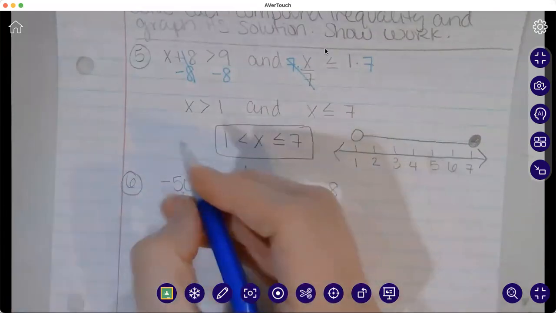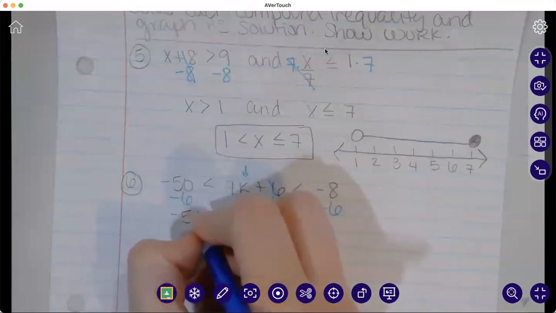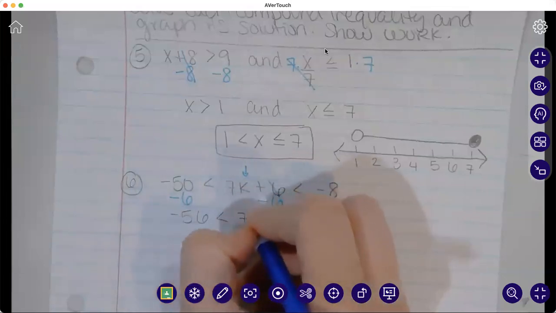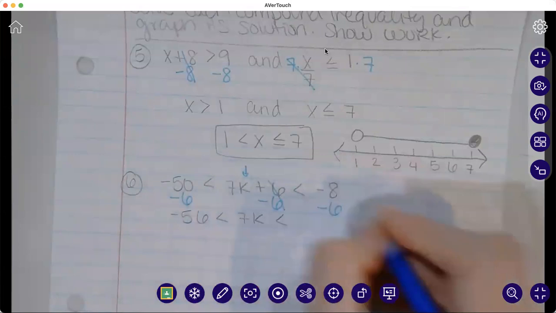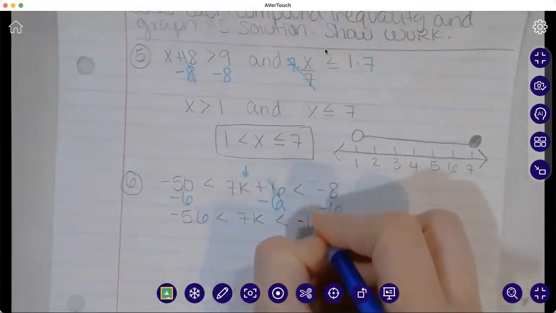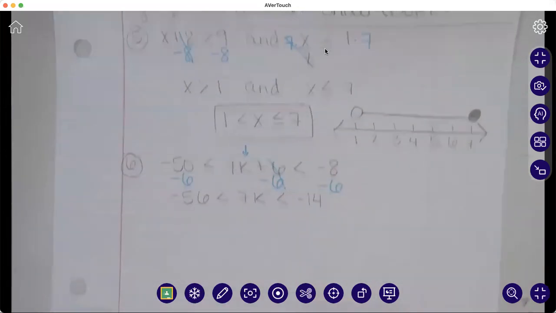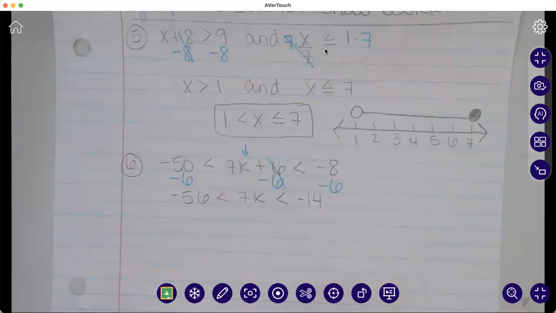From there, negative 50 minus 6 is negative 56, which is less than 7k, which is less than negative 8 minus 6, which is negative 14. Go ahead and solve the rest of this problem and check back with your answer.